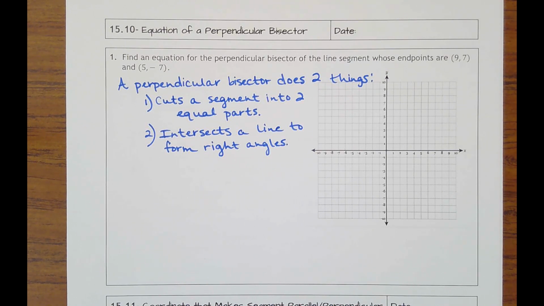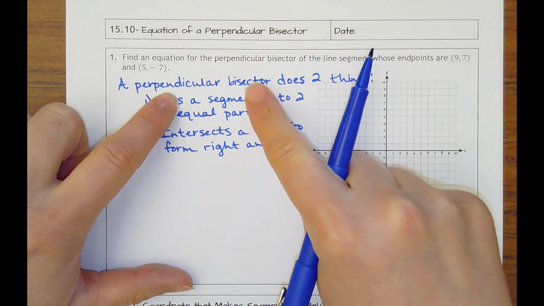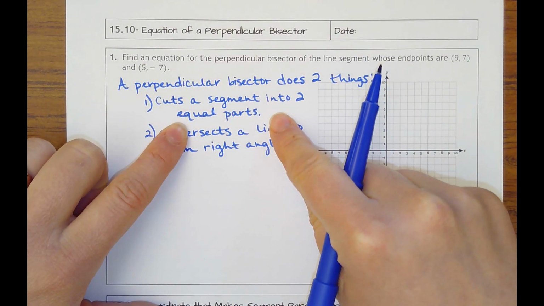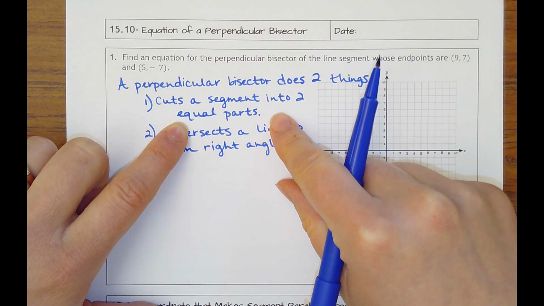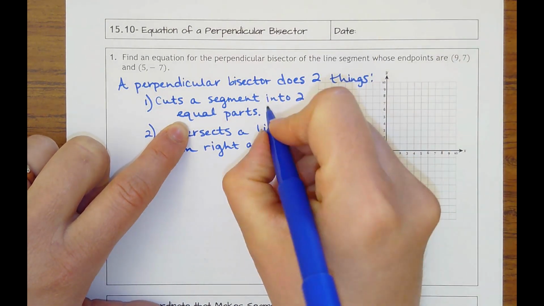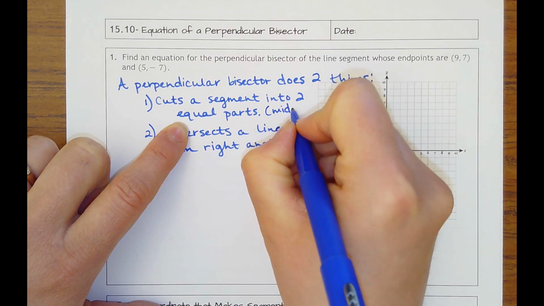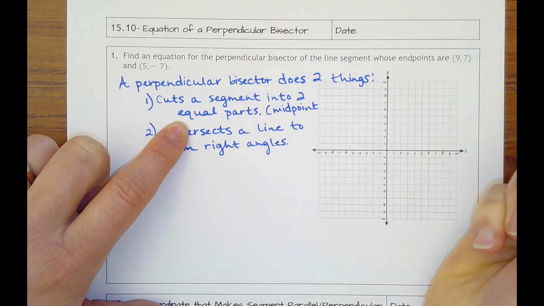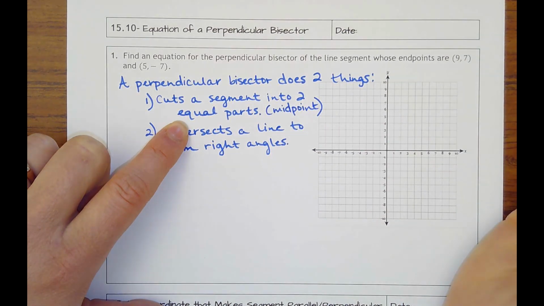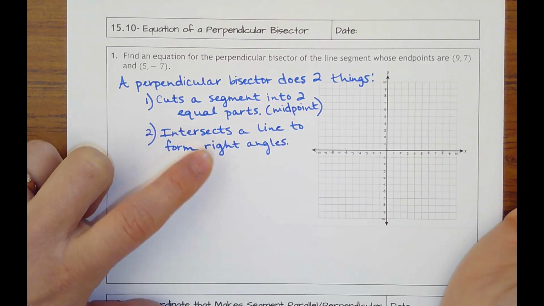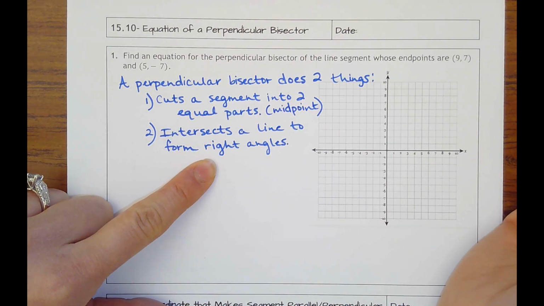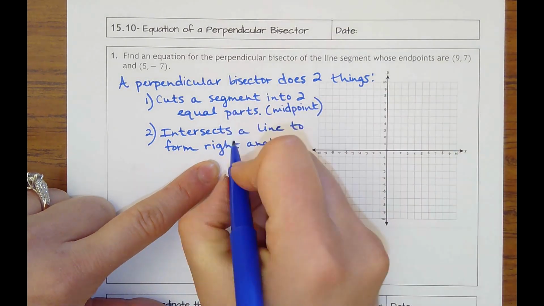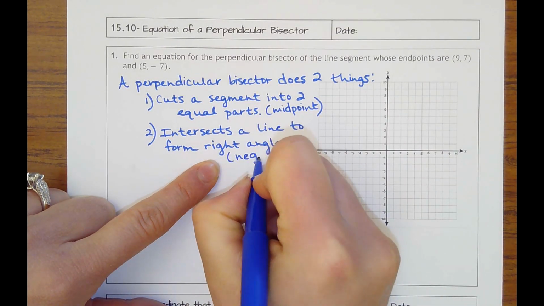Those two words, perpendicular and bisector, both mean very specific things. Bisector means that it's bisecting another line, cutting a segment into two equal parts. So we're going to have to find a midpoint of that segment first, so that we know where the middle of it is. And then we're also going to have to do something with slope, because they're going to make perpendicular lines, which means they intersect to form right angles. And so we'll have those negative reciprocal slopes.